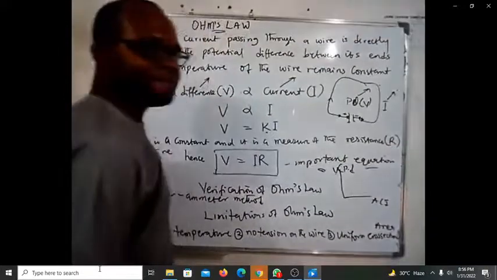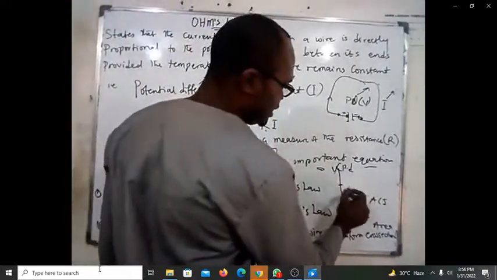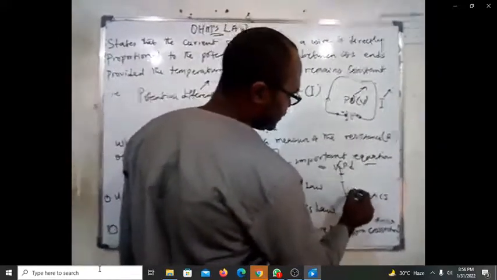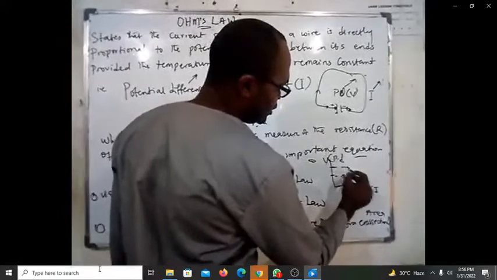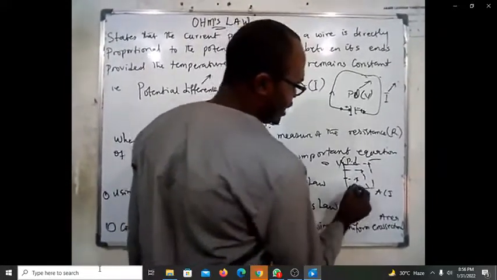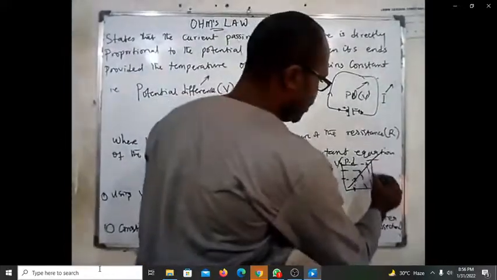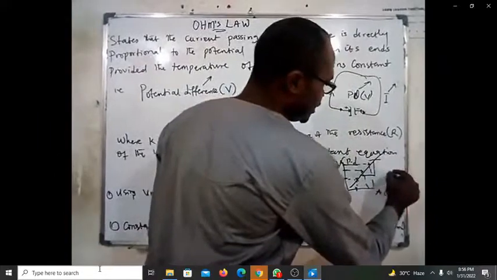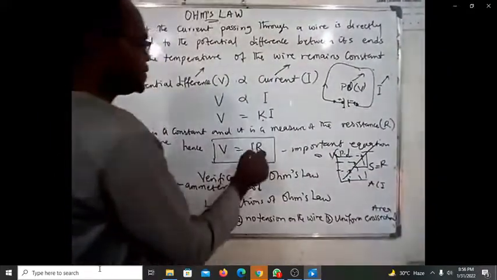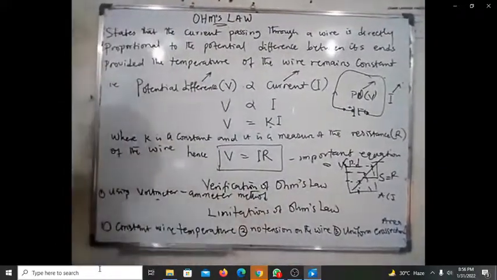You understand? And it's telling us that as the voltage is increasing, the current is increasing. So you're going to have a straight line graph, isn't it? When you plot it, the slope will give us the resistance. So if you plot this, you're going to verify Ohm's law.